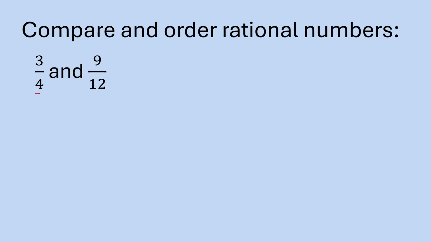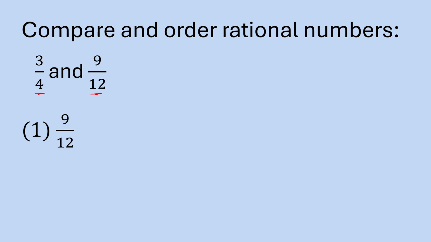Option 1, we can convert the denominator 4 to the number 12. Or second option, the denominator 12, we can convert to the number 4. Because both denominators should be the same to compare the fractional numbers. We will see both options.